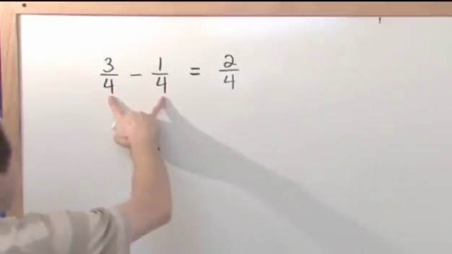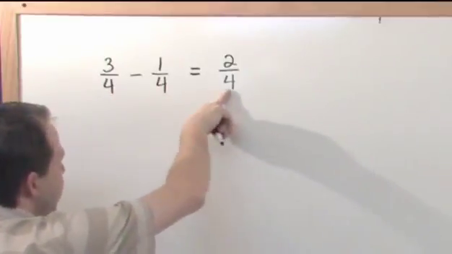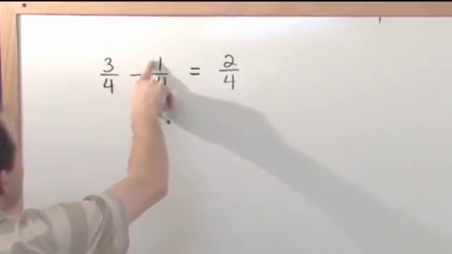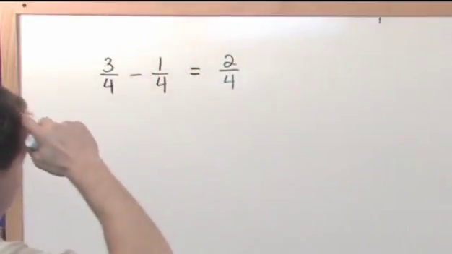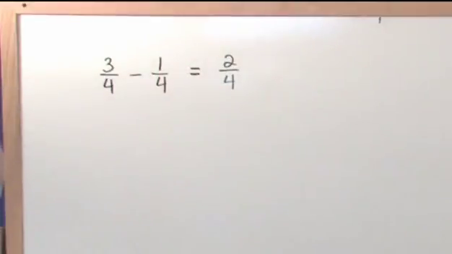The bottom number has to be the same, and if it is, you keep it along for the ride, and you just subtract the top two numbers. So congratulations, you've subtracted your first pair of fractions here.